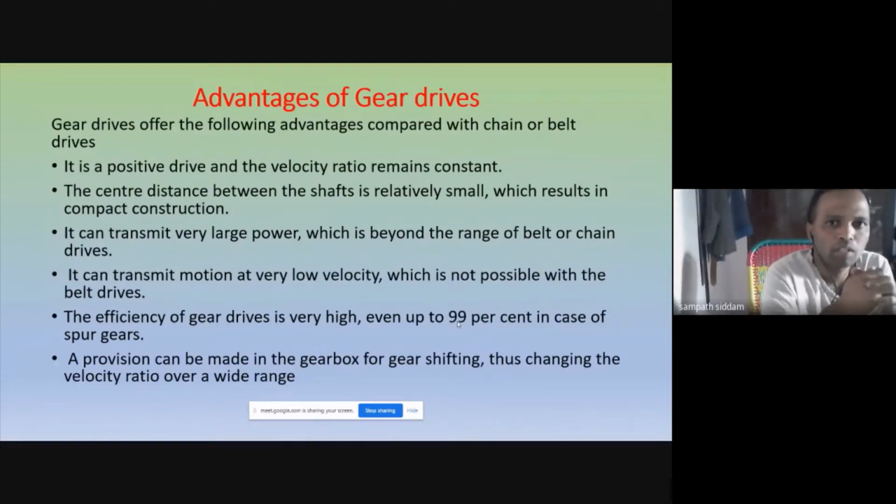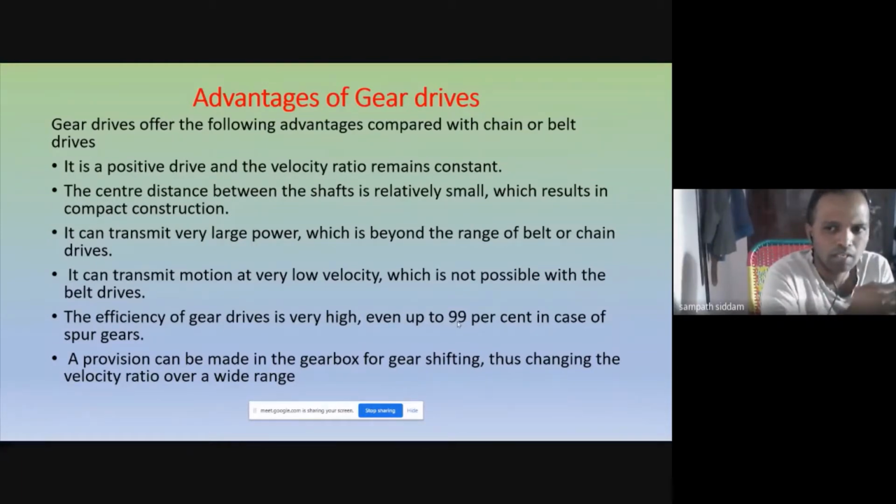Now coming to the next one: advantages of your gear drives. Why do you select only gear drives? As part of your mechanical drives, we have learned gear drives, chain drives, and belts. Out of these, why select only gear drives? First and foremost, the distance should be shorter. If your distance is shorter in power transmission, then you select gear drives. Some of the advantages I have listed: it is a positive drive where the velocity ratio will remain constant.